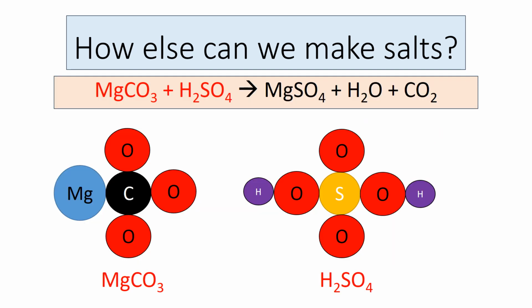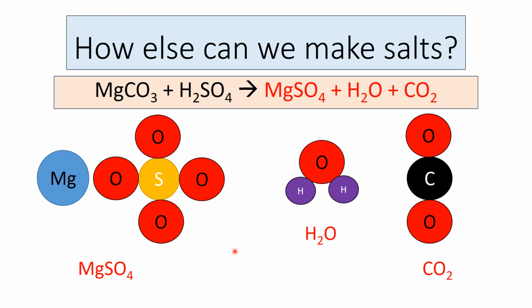Okay, so I've done this in two stages. Let's just focus on the reactants here, magnesium carbonate and sulfuric acid. This is what I've drawn for magnesium carbonate. This is what I've drawn for sulfuric acid. Magnesium carbonate is MgCO3: 3 oxygens, 1 carbon, 1 magnesium. Sulfuric acid is H2SO4.